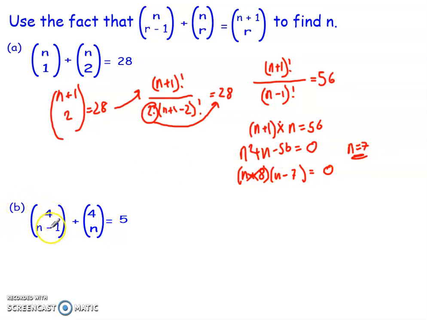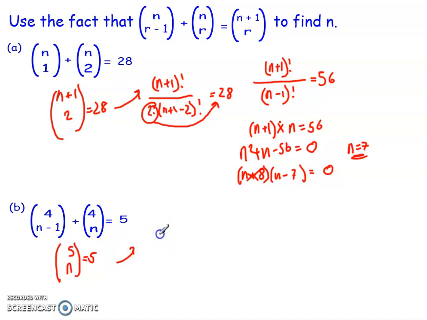Second one here, the difference is that my n is on the bottom part of it. So I'm just going to have to pay attention to that when I'm working. So if I equate up here, so the n, the top number, is 4. So what that means then is the top number of my new part is going to be 5, whereas the bottom number is going to be quite simply n. And I know that's going to equal 5.